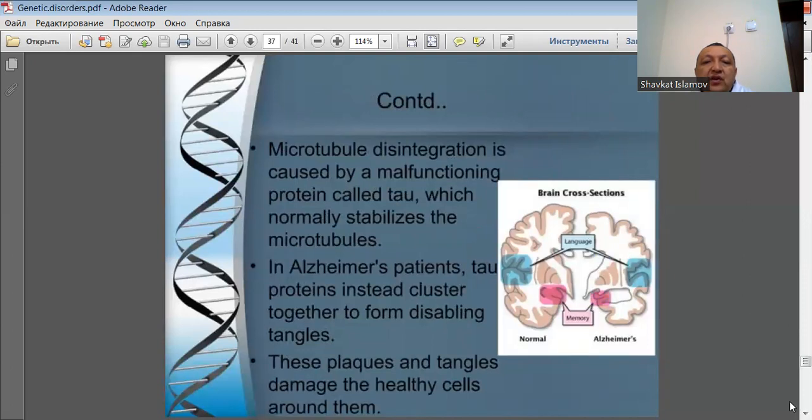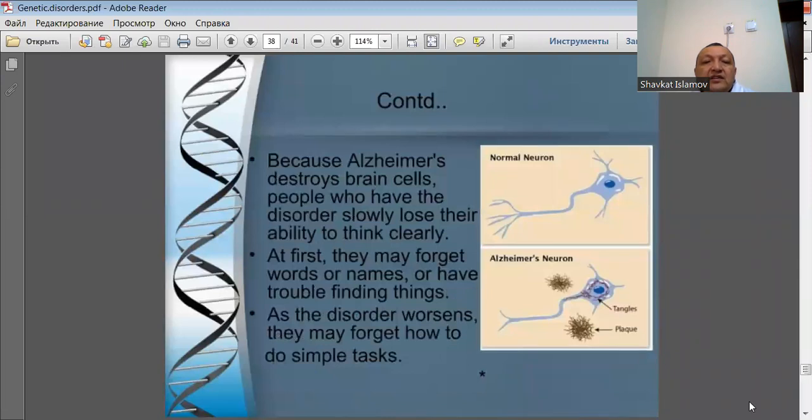Microtubule disintegration is caused by a malfunctioning protein called tau, which normally stabilizes the microtubules. Because Alzheimer's destroys brain cells, people who have the disorder slowly lose their ability to think clearly. At first, they may forget words or names or have trouble finding things.